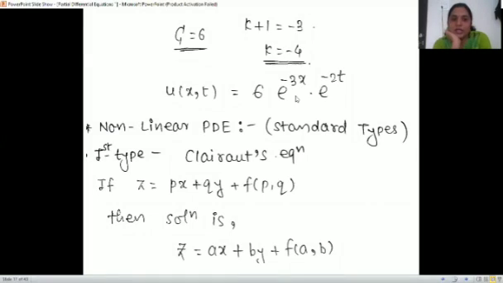So next is non-linear partial differential equation, the standard type. So first type is Clairaut's equation. Clairaut's equations are of the form z is px plus qy plus f of pq. And how to solve, we know this. Put p is a, q is b, and write the solution as it is, that is z is ax plus by plus f of ab. It's very easy. If it is the standard form, z is px plus qy plus some function of pq, then its solution is simply put p is a, q is b, and write down the answer.